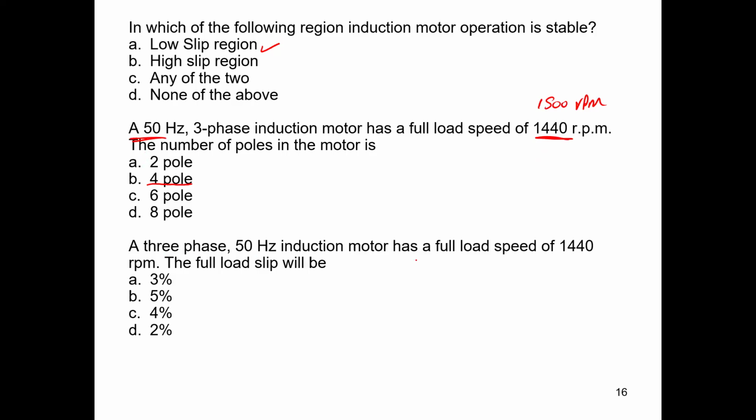A three-phase 50 hertz induction motor has a full load speed of 1440 RPM. The full load slip will be 3%, 5%, 4%, 2%. So you need to make a calculation. What is 1500 minus 1440 divided by 1500? If you do this calculation, it will be 4%. So the correct answer is 4%.